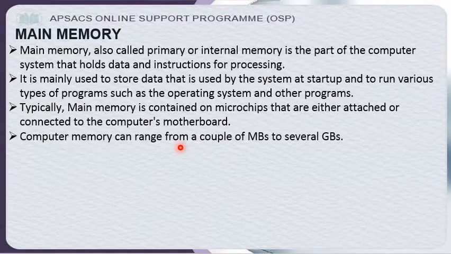What is the range of main memory? Main memory ranges from several MBs to GBs. While I was a student, in my computer I got 256 MB RAM. I'm talking about a Pentium 1 or Pentium 2 computer. At that time we got 256 MB RAM or 128 MB RAM. But right now our computers have RAM in GBs: 4 GB, 8 GB, 6 GB, 12 GB. It depends from system to system.